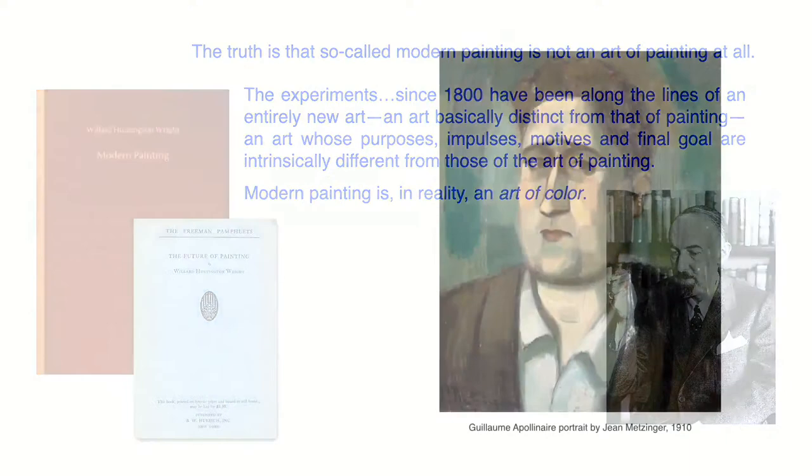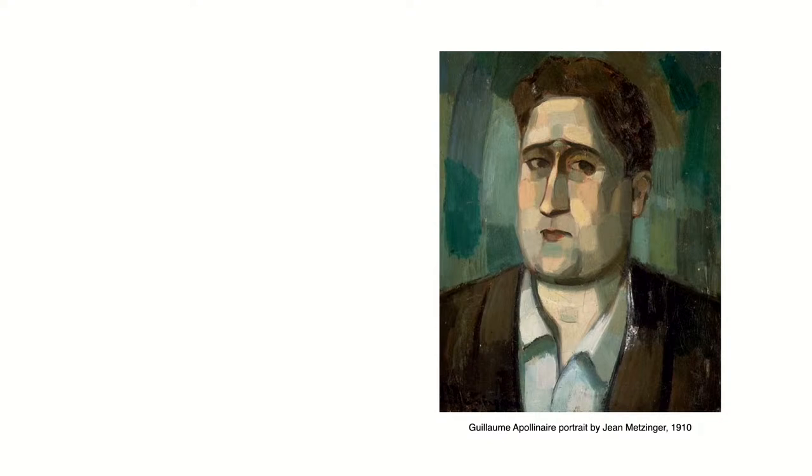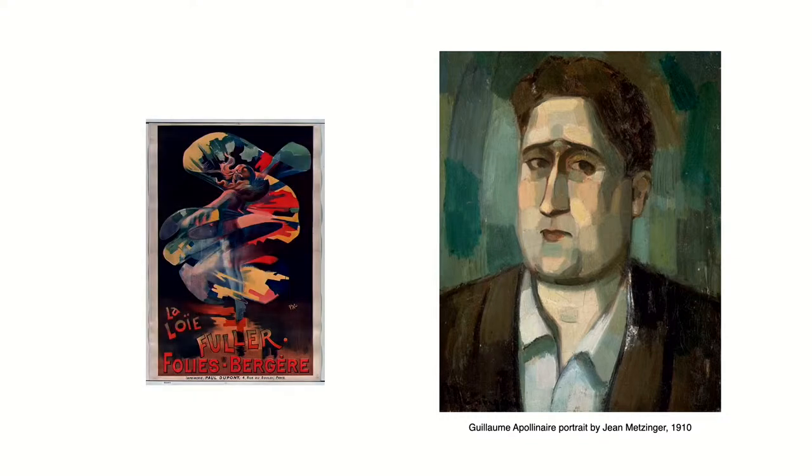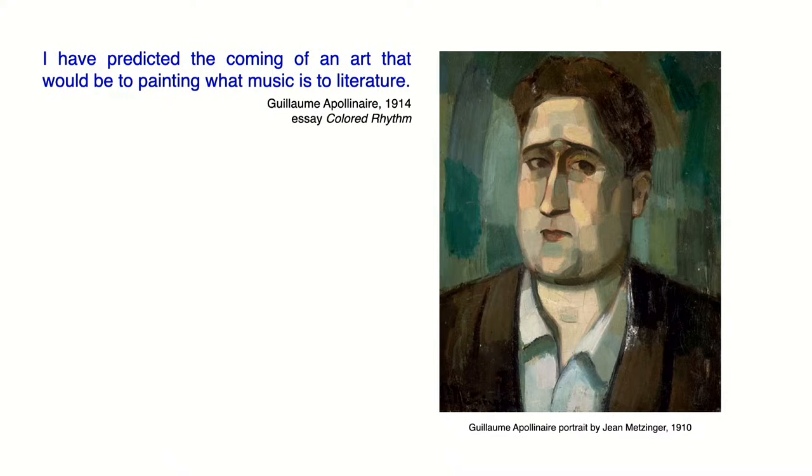Guillaume Apollinaire was the early 20th century's most prolific art blogger. Having celebrated Louis Fuller's integration of painting, dance, and drawing, and declared, "I love light more than anything else," he was especially excited in 1914 to see work by the painter Leopold Sauvage. In an essay titled Colored Rhythm, he reminded readers that he had predicted the coming of an art that would be to painting what music is to literature, and announced that Sauvage's work was it.